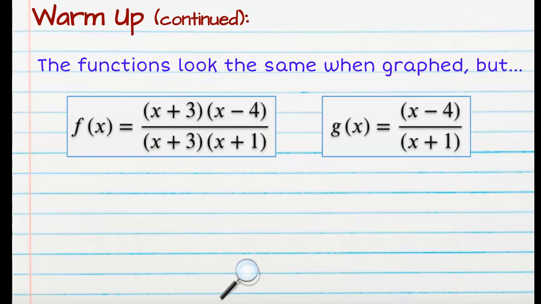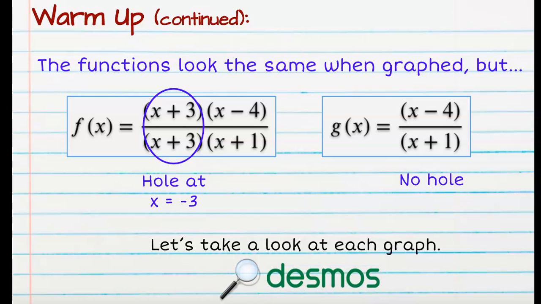You may have discovered that the functions would look the same when graphed, but they're actually not identical. F of x would have a hole at -3 because these two factors cancel, whereas g of x may be that simplified function, but there is no hole. So let's take a look at each graph on Desmos.